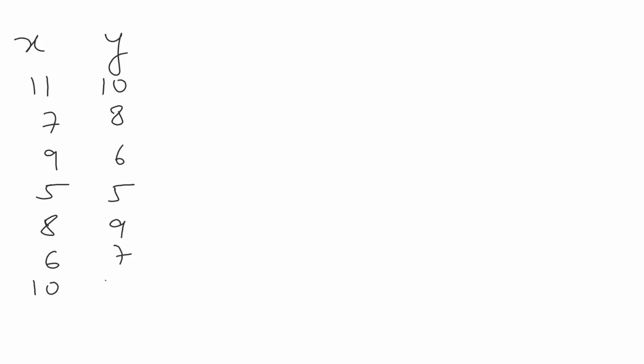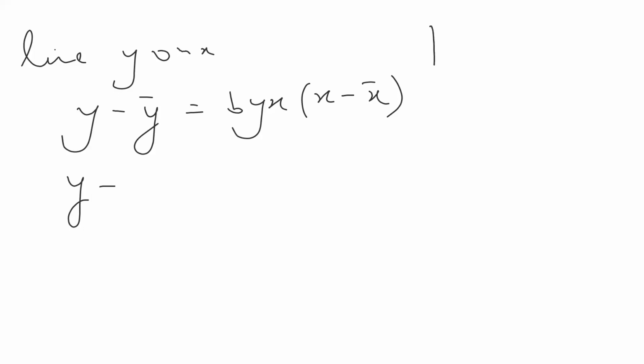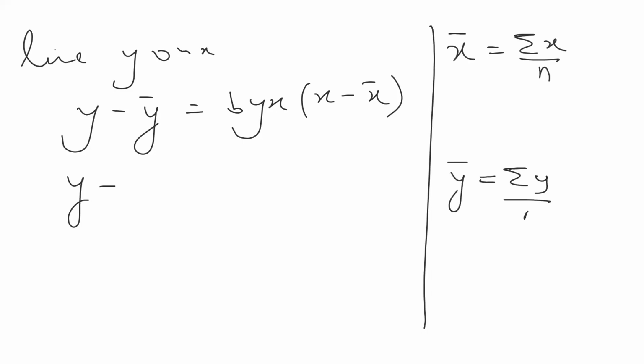So x and y data is given to us. Okay. So x: 11, 7, 9, 5, 8, 6, 10, and y: 10, 8, 6, 5, 9, 7, 11. First we'll have to calculate x bar and y bar. So x bar is summation x upon n, and y bar is summation y upon n. So x bar is 56 upon 7. Y bar is also 56 upon 7. I'm not going to divide this. Instead, I'm going to play with LCM.